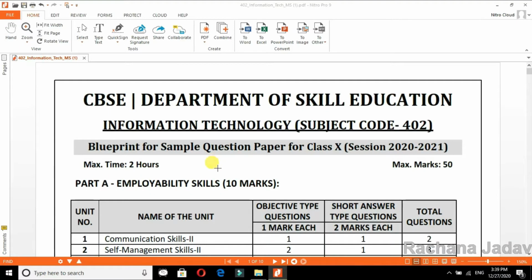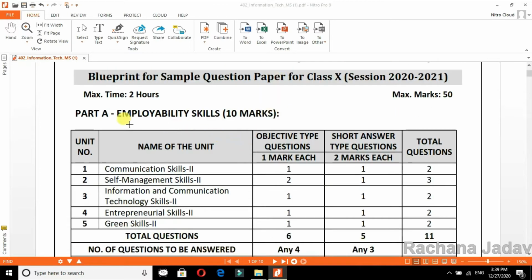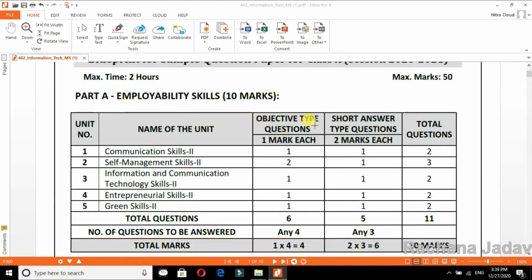Hello friends, today we are going to discuss the information technology sample paper, and with that, first of all, the blueprint of the sample paper. So let us start. तो आपको यहाँ दिख रहा होगा कि yes, how the marks distribution is being done. So let us start. First of all, part A, employability skills.